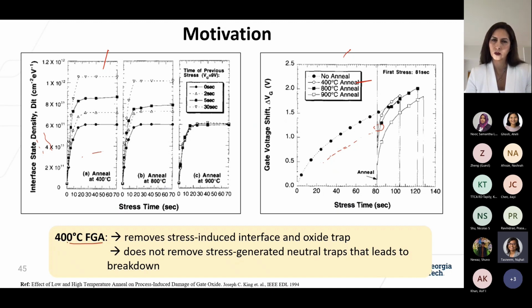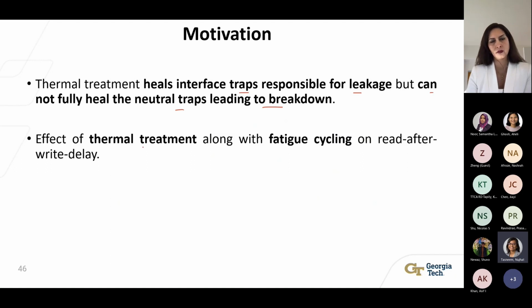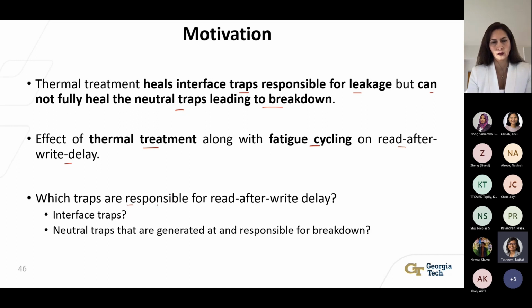So the bottom line here is that 400 degrees Celsius forming gas anneal can remove stress-induced interface and oxide traps, but it does not passivate stress-generated neutral traps that lead to breakdown. So again, to reiterate, from this paper, we learned that thermal treatment can heal interface traps responsible for stress-induced leakage, but cannot fully heal neutral bulk traps leading to breakdown. This is why we try to observe the effect of thermal treatment along with fatigue cycling on read after write delay, because we wanted to understand which traps are responsible for this read after write delay. Is it the interface traps or the bulk neutral traps that are generated at fatigue and responsible for breakdown?